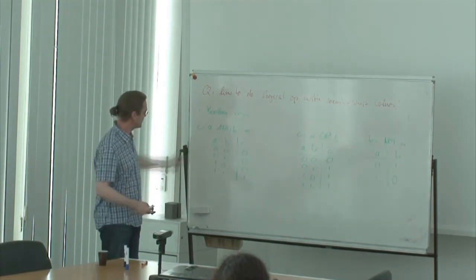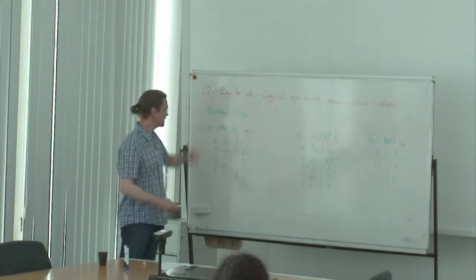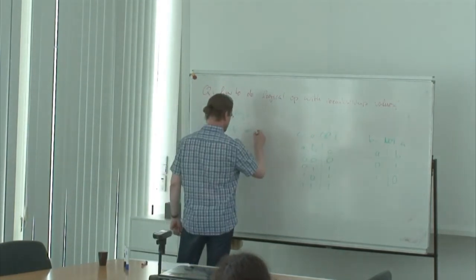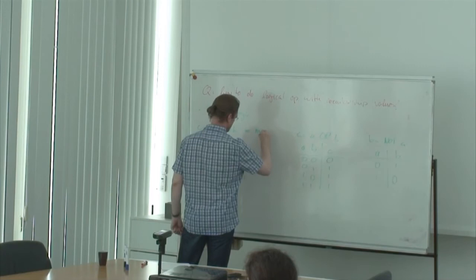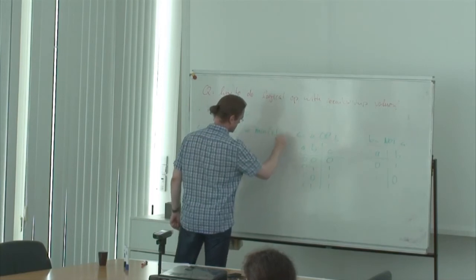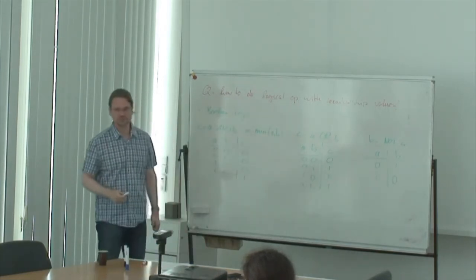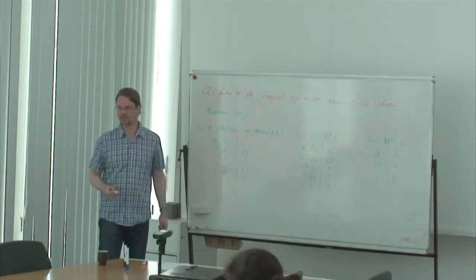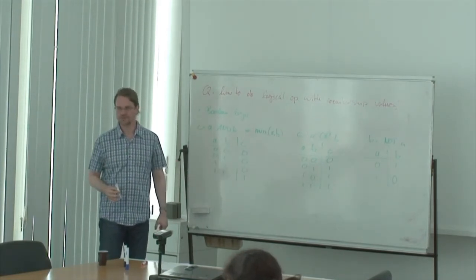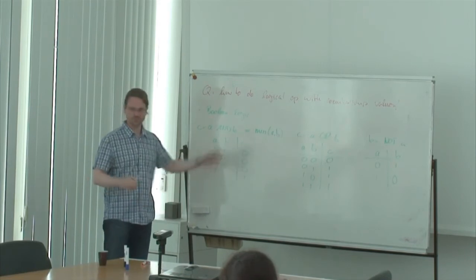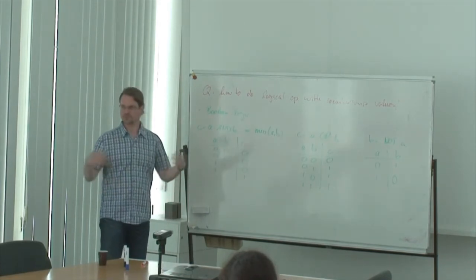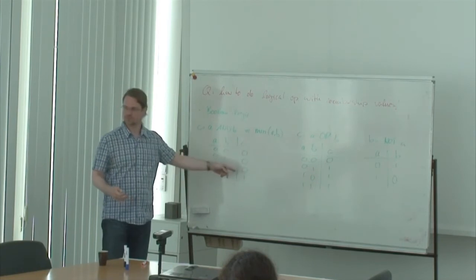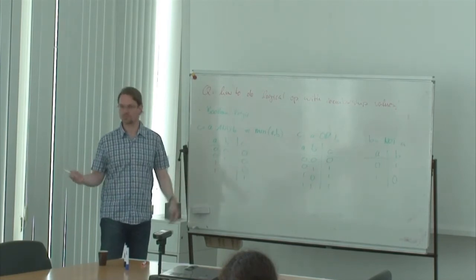consider this. C equals A and B is the same as C is the minimum of A and B. Quickly verify that. Is it true what I just claimed? Right. We have 0, 0, minimum 0. 0 and 1, minimum is 0. 1 and 0, minimum is 0. 1 and 1, minimum is 1.